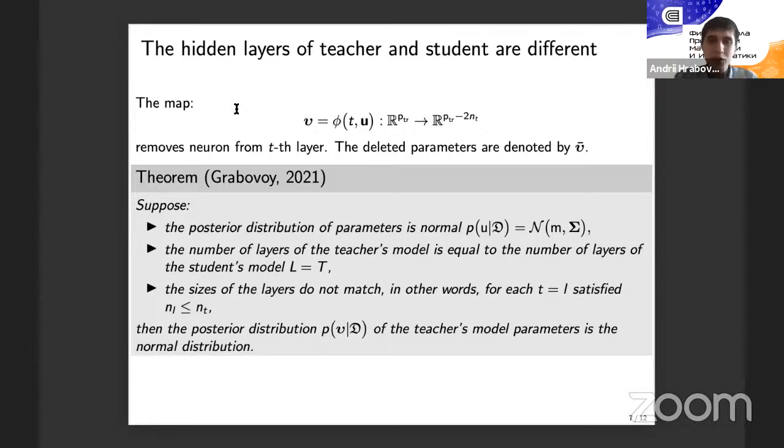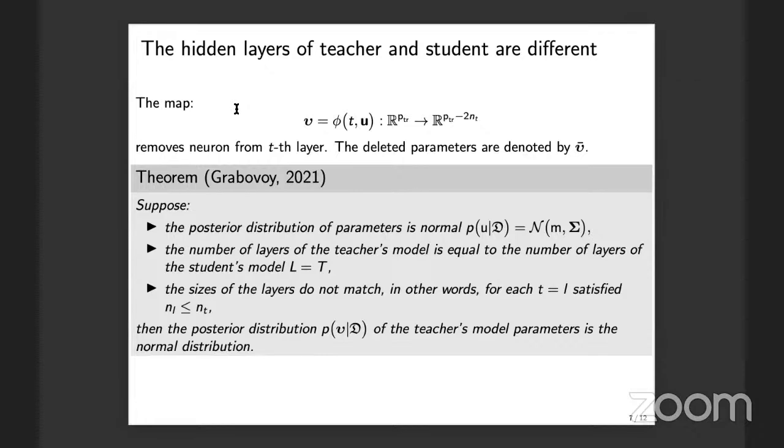And this theorem shows that after deleting we have the same distribution. We have a normal distribution too. But we need to give the worst parameter, and how to get this worst parameter is optimal brain damage. Thank you.